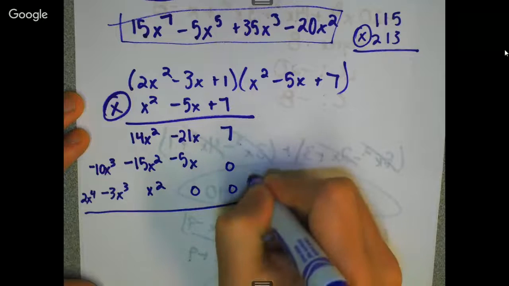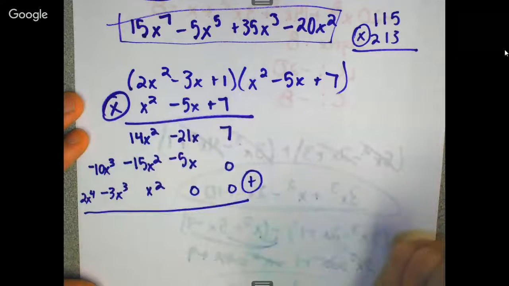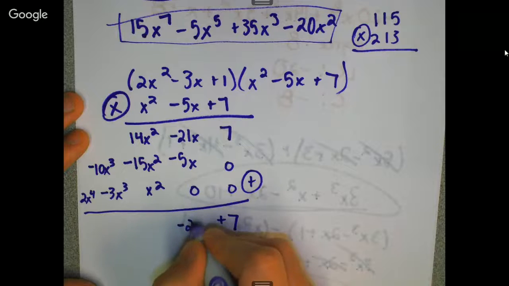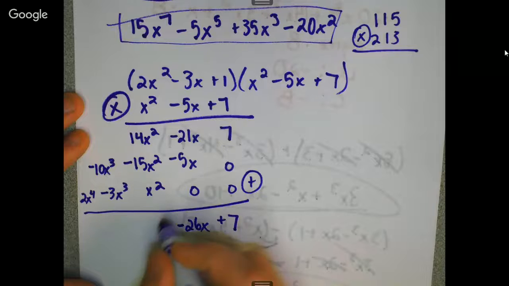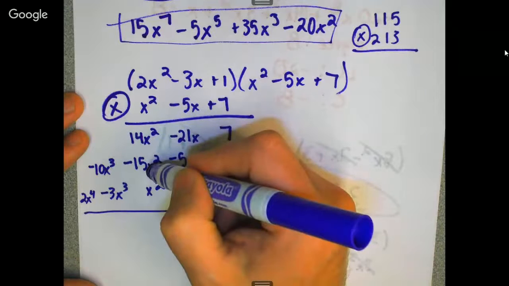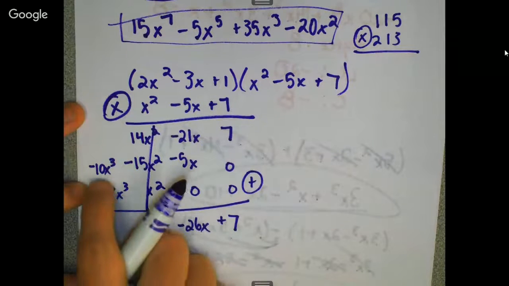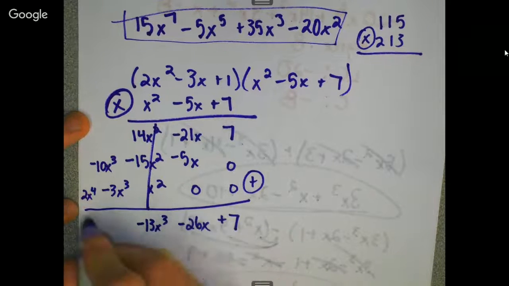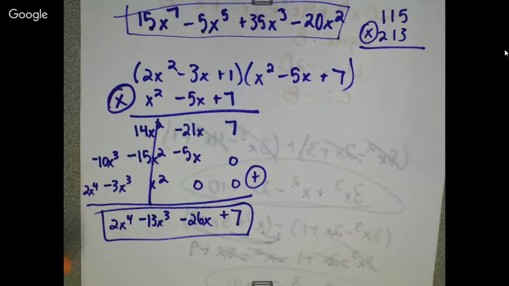Now, when you add down, you should notice that all your like terms are already there for you. So this is a plus 7. This would be a minus 26x. This would be a 0. Okay, you got 14 minus 15 is negative 1 plus 1 is 0. So we don't even have to put that one in there. Okay, then you have negative 10 minus 3, that's minus 13x to the 3rd. And then we have 2x to the 4th. Okay, so I really like that, especially for much larger polynomials when you multiply those out.